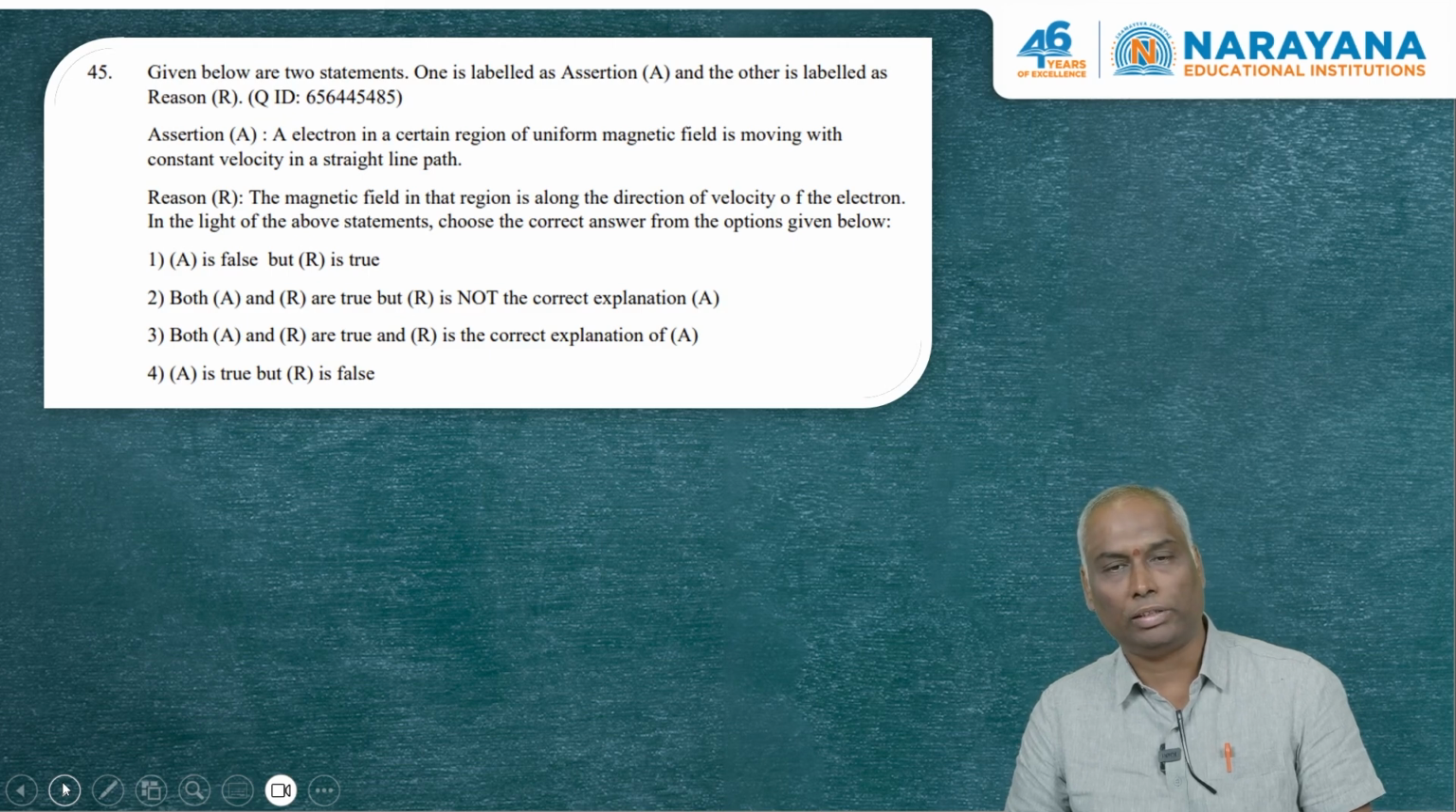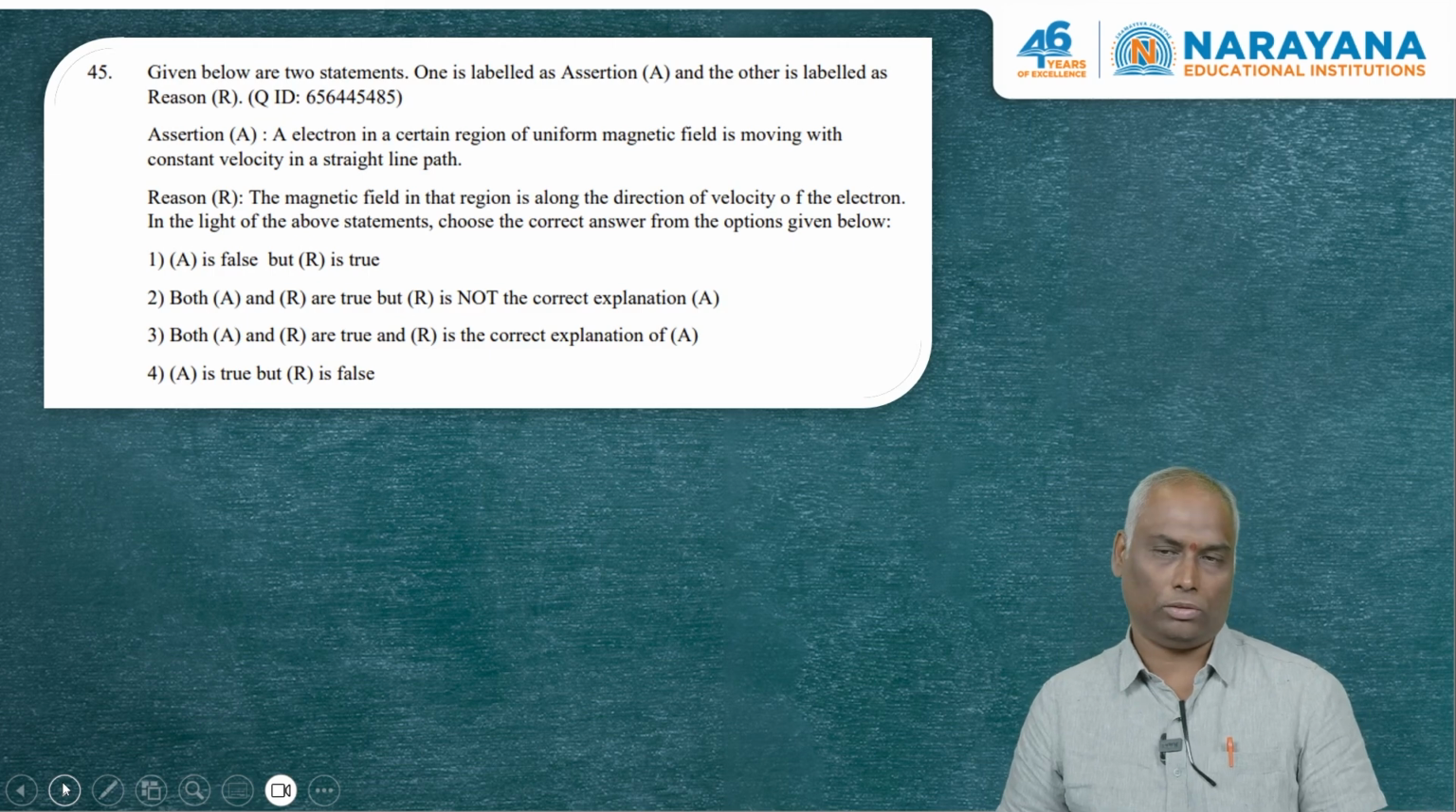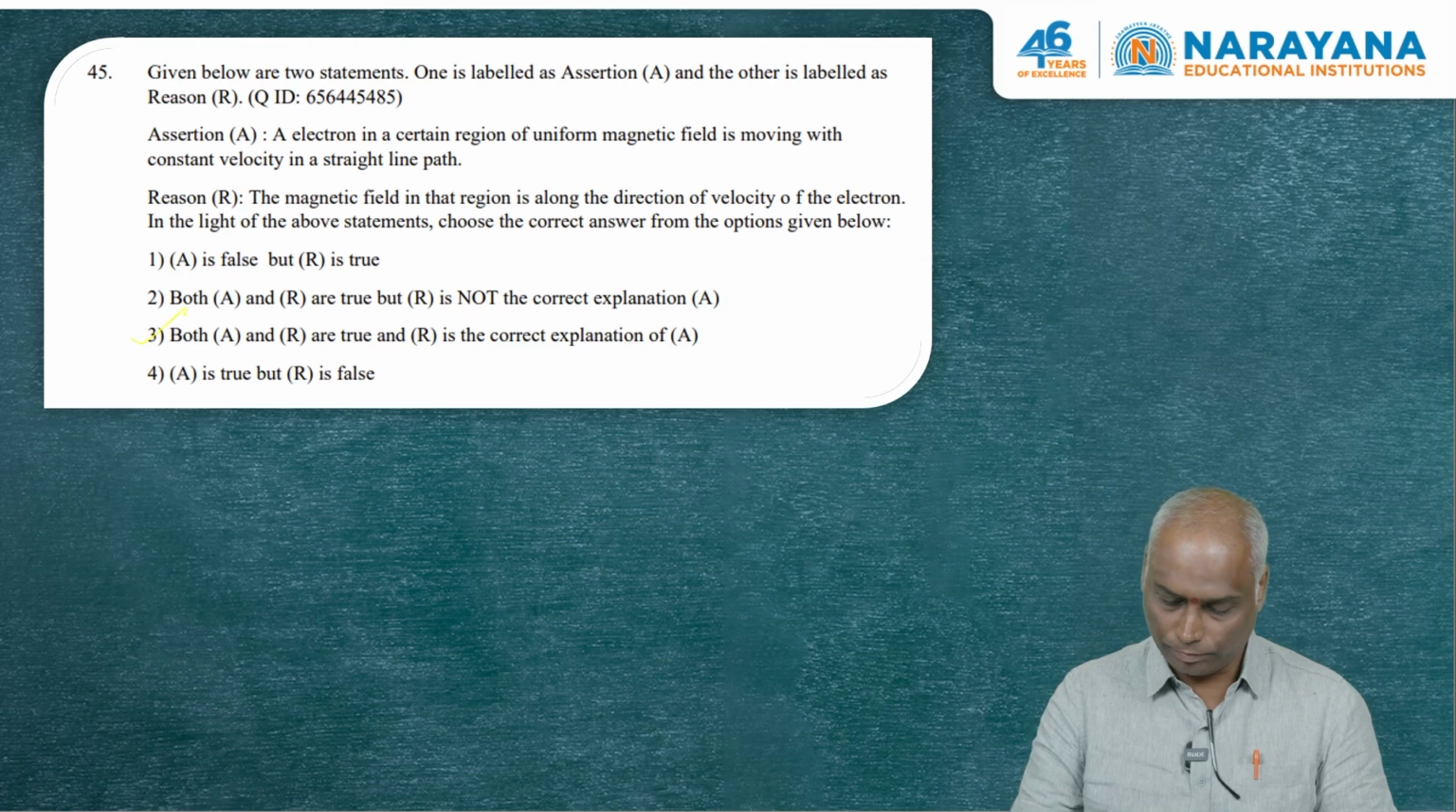So here he is saying that the magnetic field in that region. So he is specifying about the region what he has represented in the statement A. So in context with R, if you imagine that the direction of velocity and magnetic field are same, then the statement is going to be correct. And related to the statement A, the statement R is going to be correct, and then R will be the correct explanation of A. So it is going to be A is correct, R is correct, and R is the correct explanation of A. So it's going to be option 3.